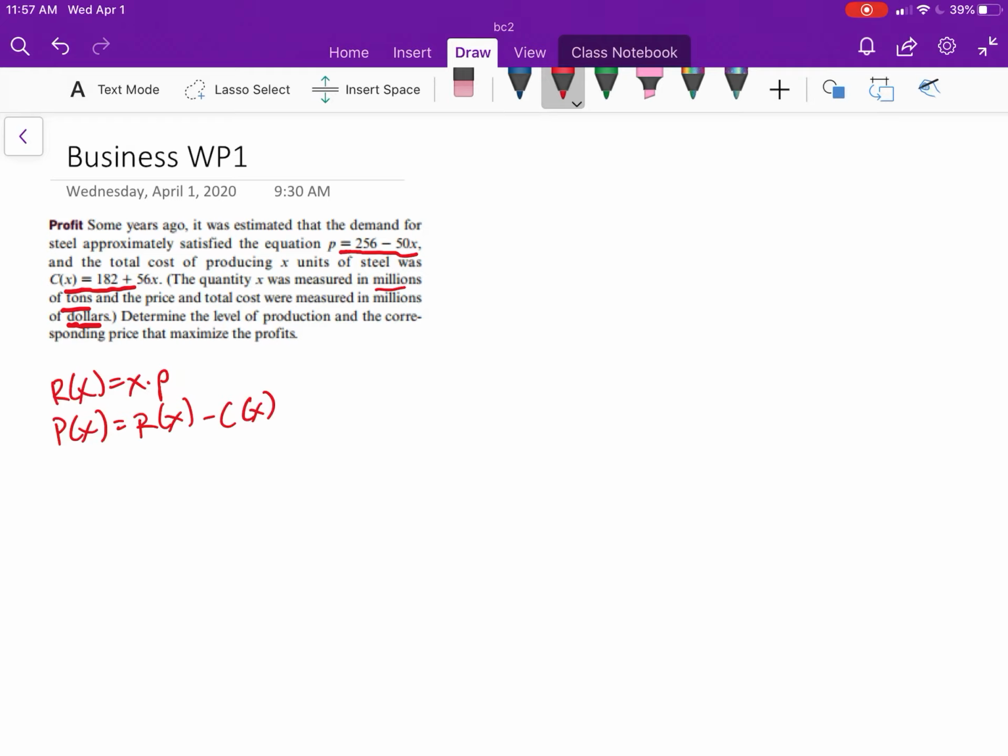Oftentimes I leave out units because it does kind of jumble up the work. However, certain people are very picky that it's shown all the way through. Oftentimes you could kind of see in the final answer if it makes sense or not, and that's why I leave them off.